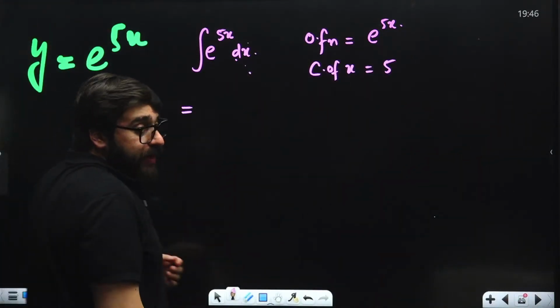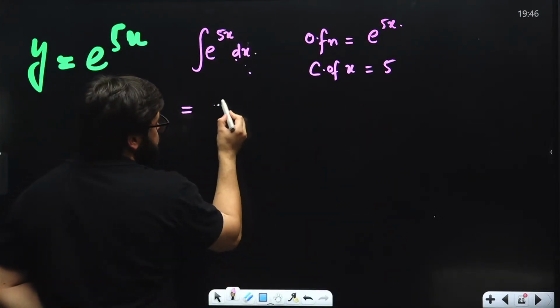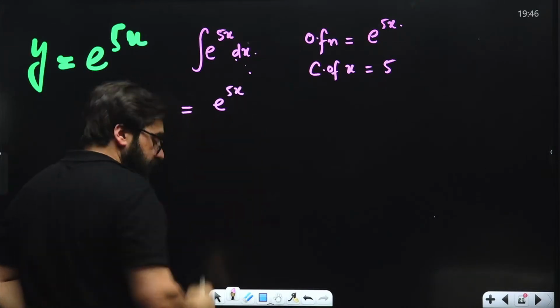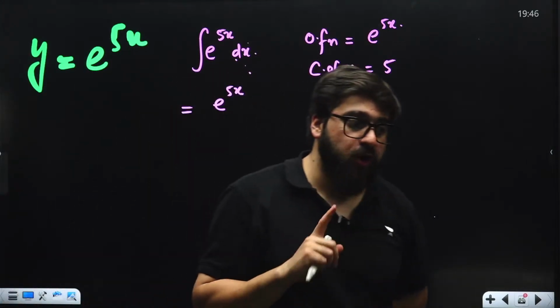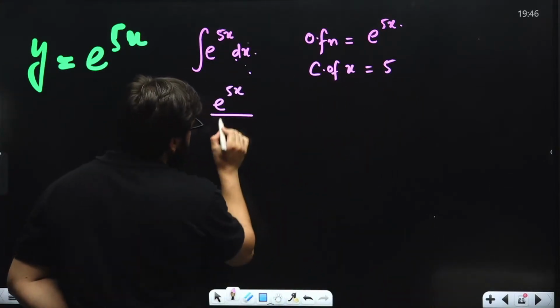Now tell me, sir, integration of this one. What do we do? Integration of the outer function. So for e raised power 5x, it is e raised power 5x only. Why? Because e raised power x has got the integration of e raised power x only. Divided by coefficient of x, which is 5.